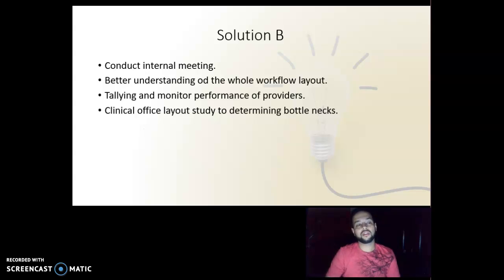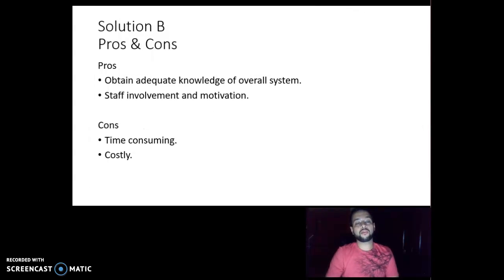The second option, or the second solution, is to speak with a member of the staff and run through the procedure to determine the source of the problem. To further understand where the gap is, we must first examine how it is now being carried out. We should conduct a more thorough examination of the clinic office arrangement to pinpoint potential bottlenecks. Further, conducting internal meetings or trying to better understand the whole workflow layout, we get to the bottom of the problem.